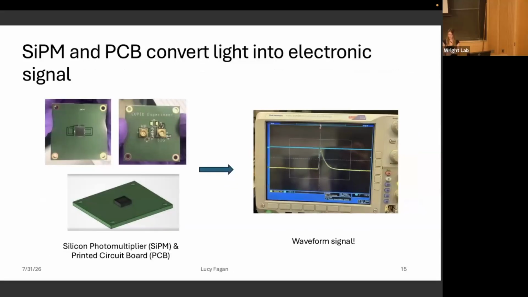Looking closer at the silicon photomultiplier, or SiPM, and PCB, this is where it converts the light from our fibers into an electronic signal that we can read out on our oscilloscope.